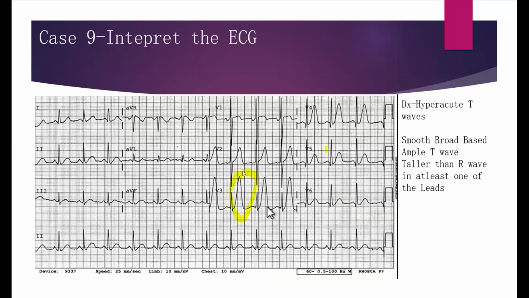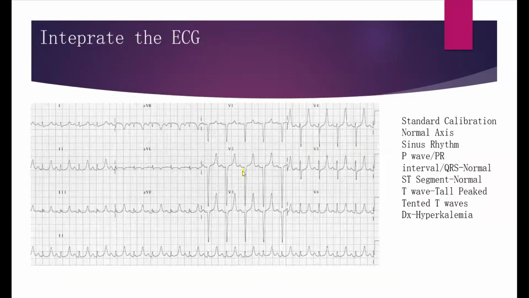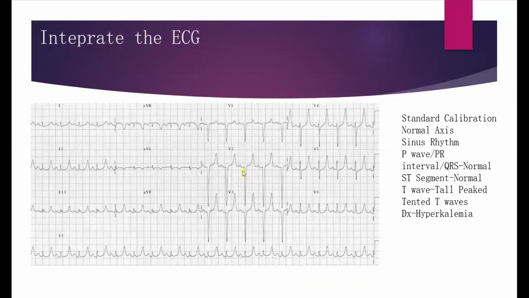Remember the three principles that we looked at for STEMI. So it's taller than the R wave that is preceding it. Excuse me, there was a question, I think referring to the previous question. They're asking, do we check them only in V3 or the other leads too? Do you check them only in V3 for what? For hyperacute or for hyperkalemia? Yeah. All right, sorry, let me go back.